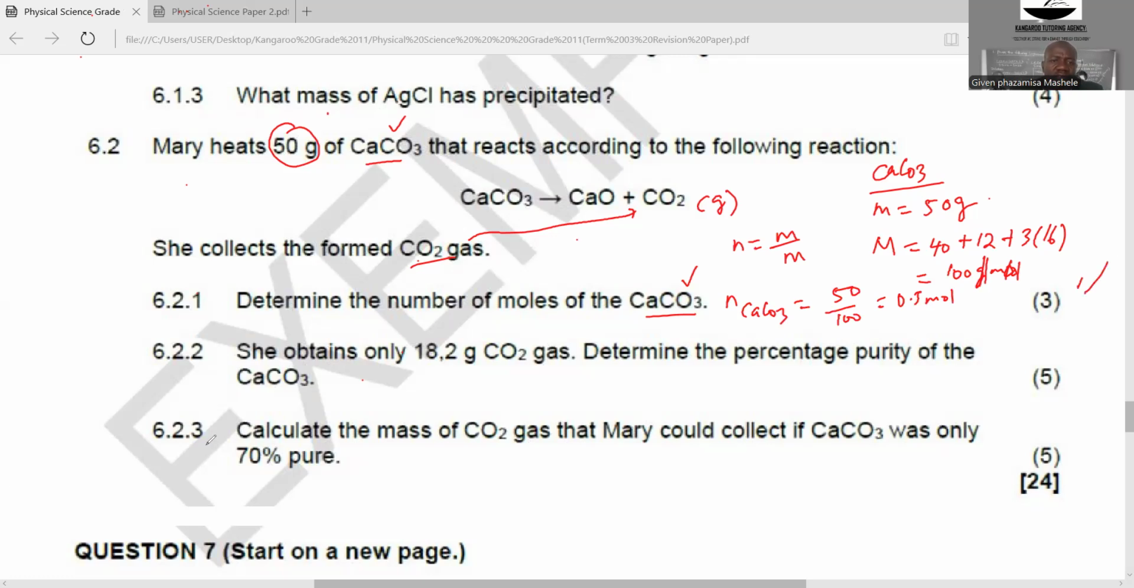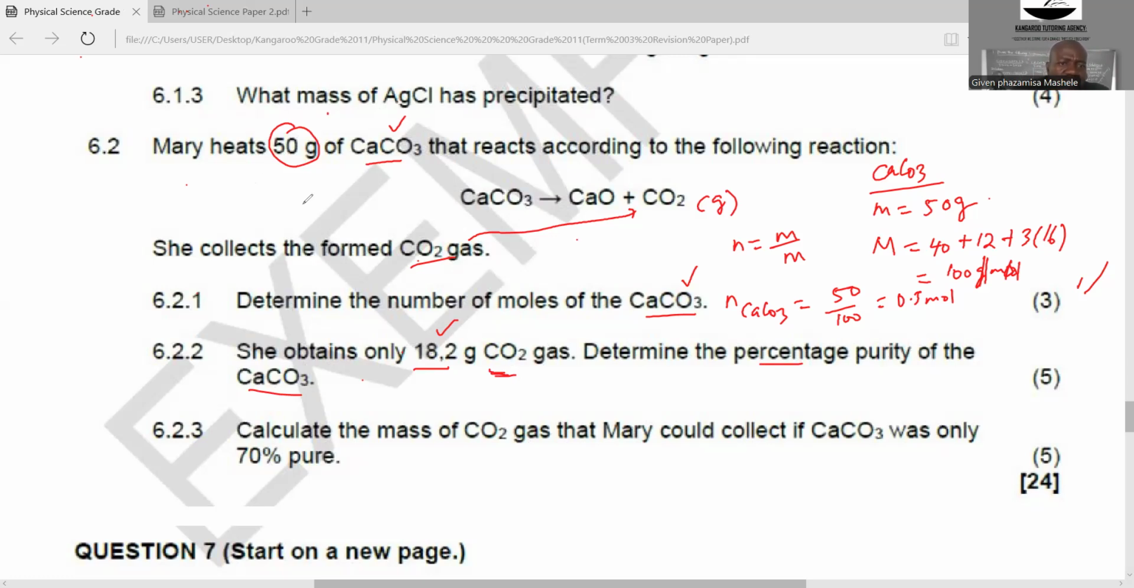Then the second one says she obtained only 18.6 grams of carbon dioxide gas. Determine the percentage purity of calcium carbonate. Guys, how do we actually calculate the percentage purity?